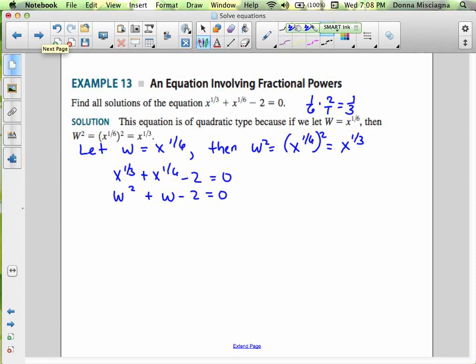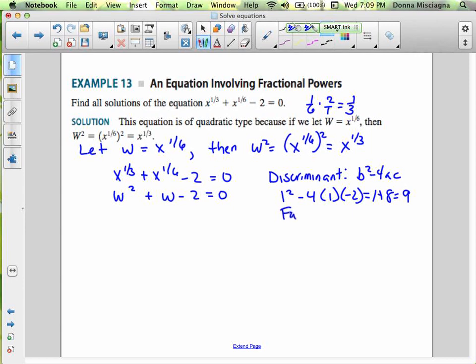And doesn't that look so much easier than the equation we started with? And this one I think is factorable. But let's say you weren't sure. You could use the discriminant again. As a reminder, the discriminant is b squared minus 4ac. So that would be 1 squared minus 4. A is 1, it's the coefficient on w squared, and c is negative 2. And that would be 1, there's 2 negatives there, so that would be plus 8, so that's 9. That's a perfect square, so this is factorable. So we should just factor.